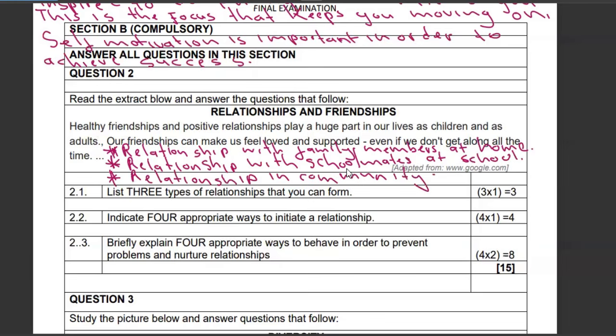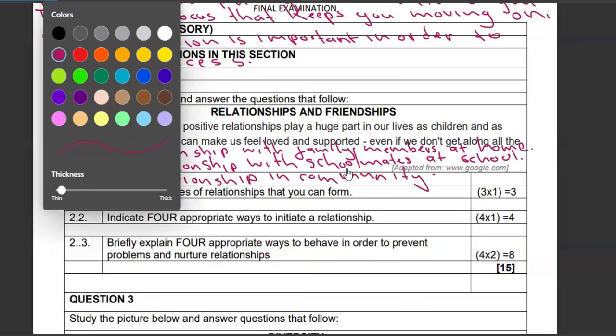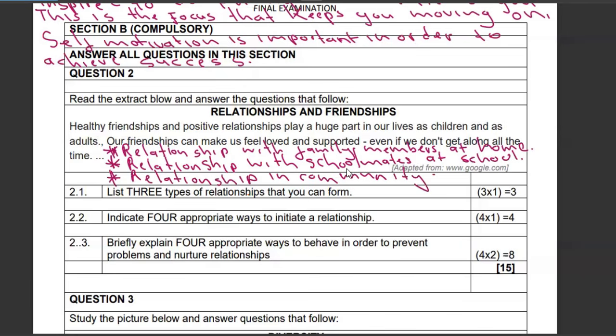So when you want to initiate a relationship, these are the appropriate steps which you can take. These are the most suitable steps which you can take. So step number 1, you start by initiating the conversation. Then from there, you move on to step 2. Step 2, you show interest. Show interest in starting a relationship with the next person.